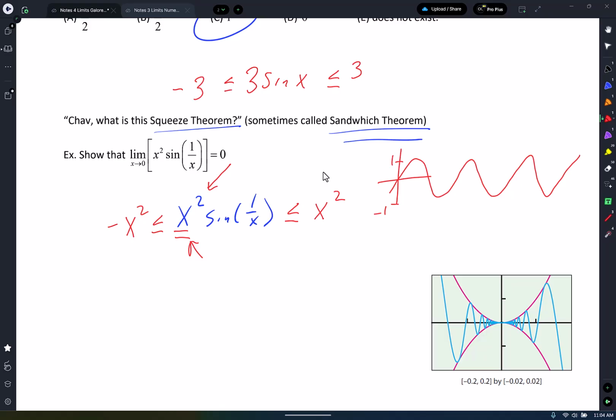Okay. I want you to observe something, guys. So here's what we're going to do. You see this curve right here? That's y equals x squared.